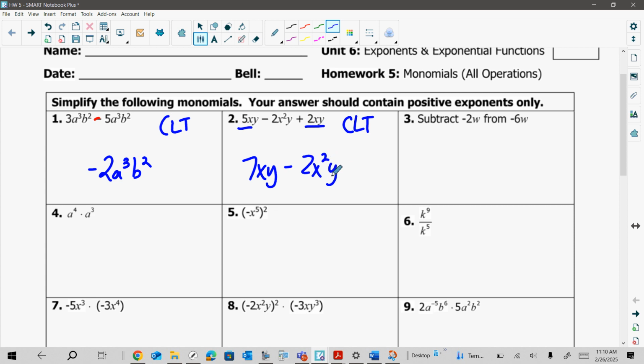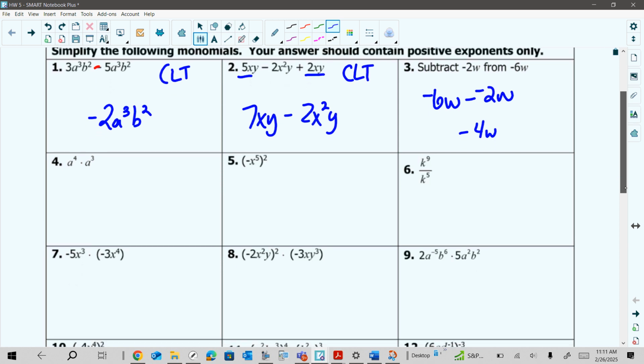Now, subtract the negative 2w from negative 6w. Negative 6w minus negative 2w. So it's negative 4w, because we're subtracting negative 2 from negative 6. It's not negative 6w minus 2w.